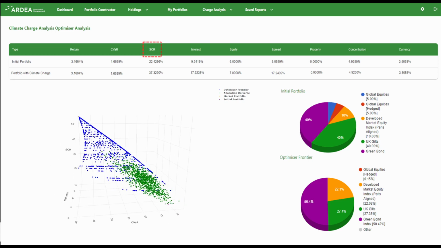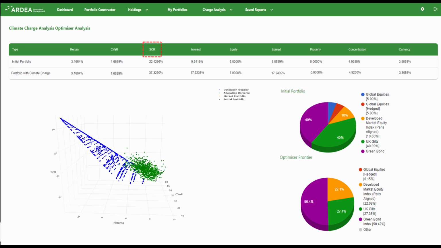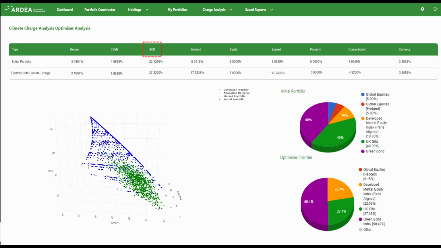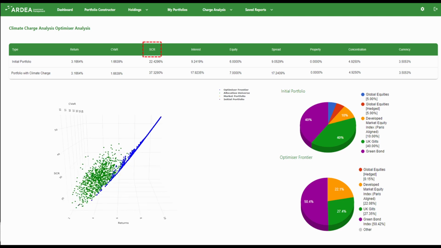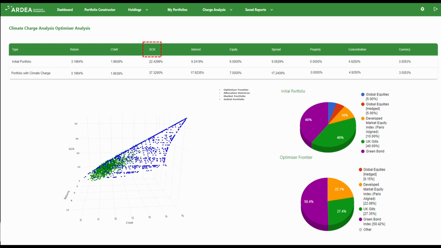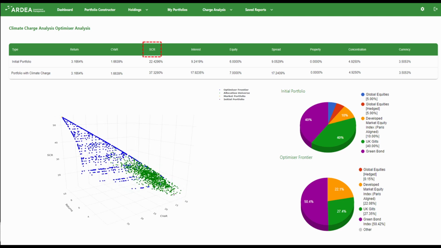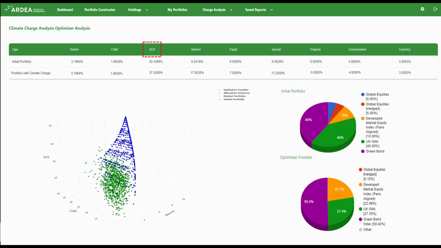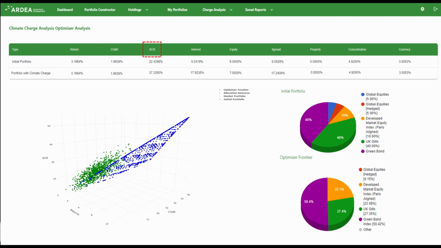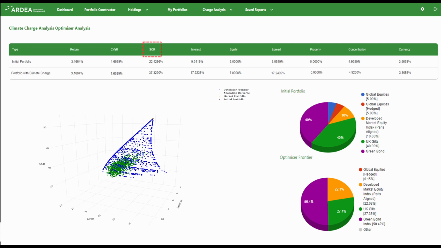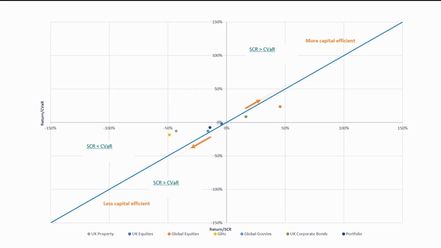Using that model and our knowledge of the potential climate change charge that is on the agenda under Solvency II, we modeled a typical insurer's portfolio with and without the charge. What we wanted to do was show insurers that the tool can help them to understand what might happen if they are subject to a new regulatory environment. We can also perform scenario analysis and capital efficiency analysis.